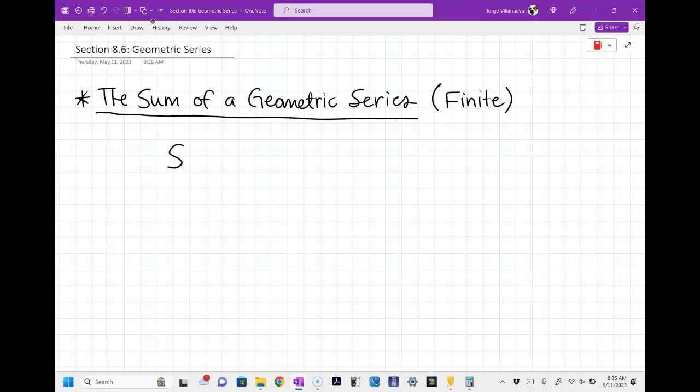Now here's our formula. S sub n is equal to a sub 1 times 1 minus r to the n over 1 minus r. No, you cannot cancel top with bottom, okay? But this is your formula. You know n represents the number of terms, a sub 1 is your first term, r is your common ratio. Okay, we already know those definitions. So that's what we're going to be using.